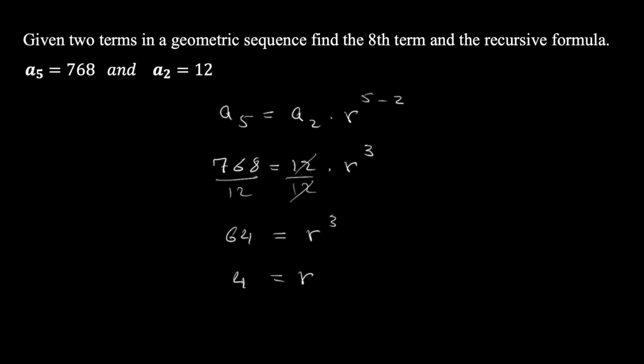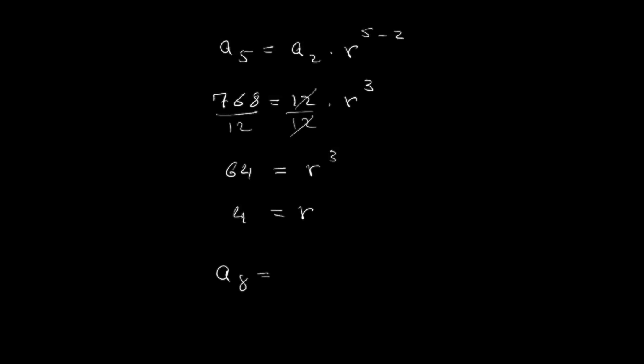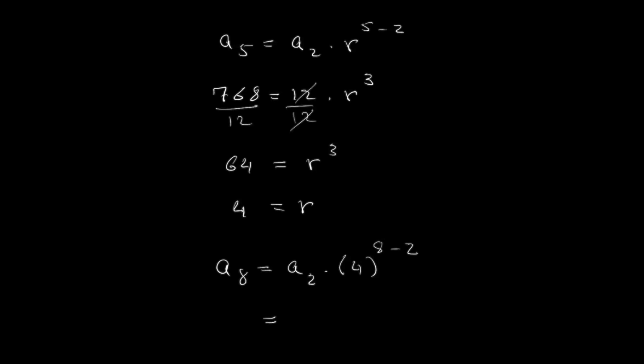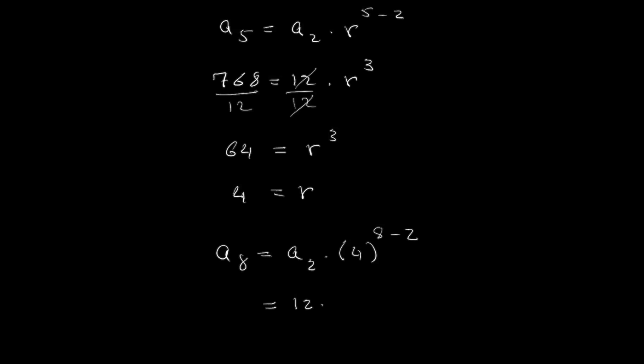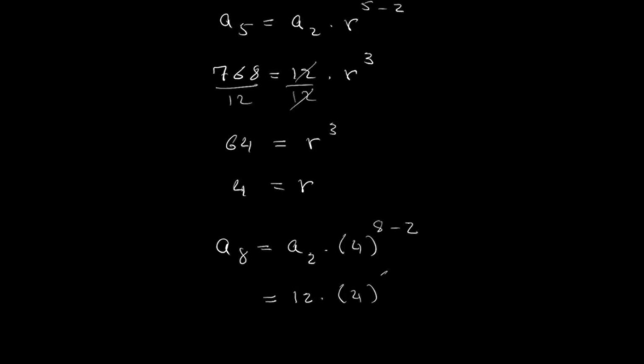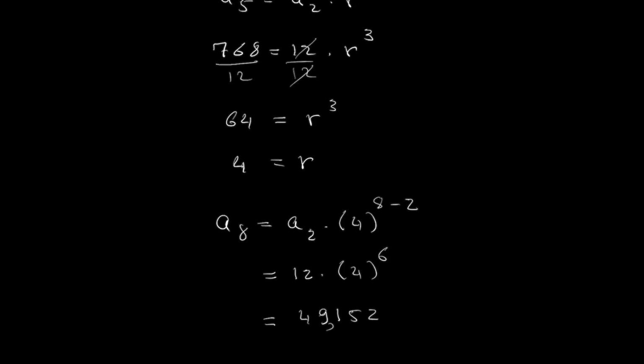Now to get a₈, we can use any of the 2 terms given, a₂ or a₅, so we write a₂ times r, which is 4, to the power 8 minus 2, and we replace a₂, we have 12, so it's 12 times 4 to the power 8 minus 2, which is 6, and we simplify, we get it's equal to 49,152. We got a₈, now we need the recursive formula.